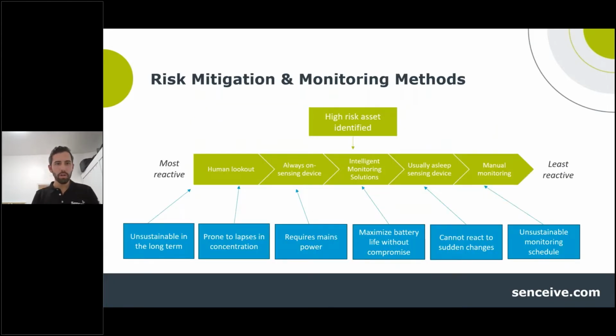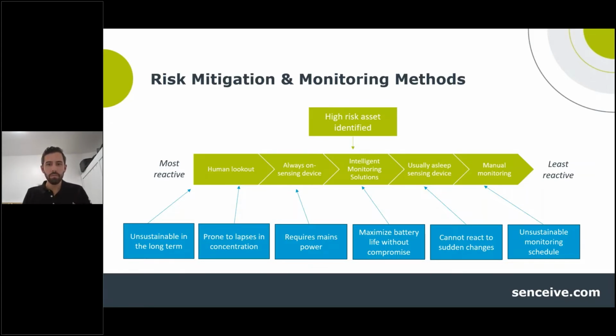So furthermore, looking at, after a high-risk asset is identified, the most reactive monitoring methods, moving to the least reactive there on the right. So the most reactive, of course, is having someone on site, but that is certainly unsustainable for long periods of time. There are always-on sensing devices, which require mains power. Normally, those are power-hungry systems, expensive to install and to maintain.